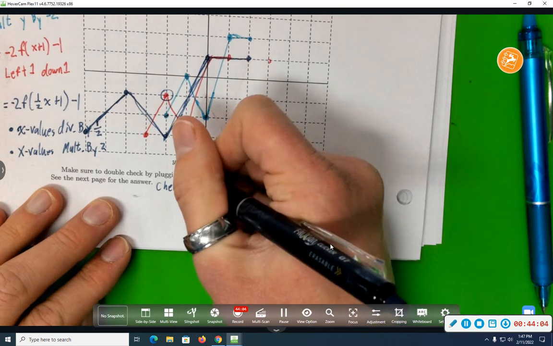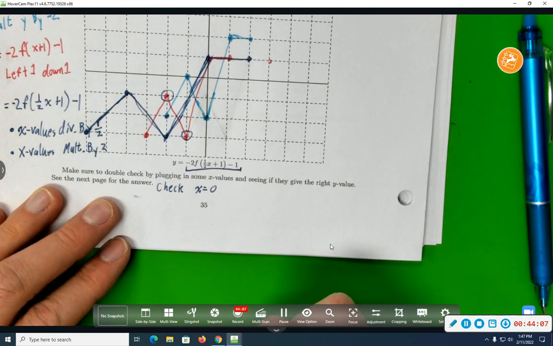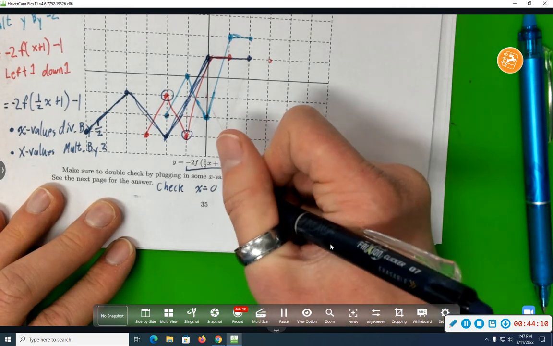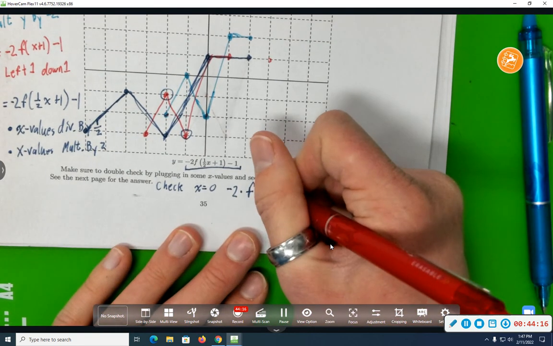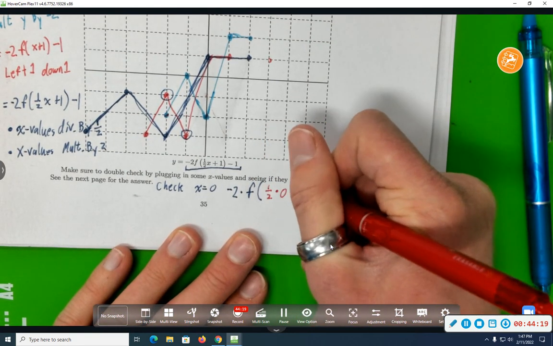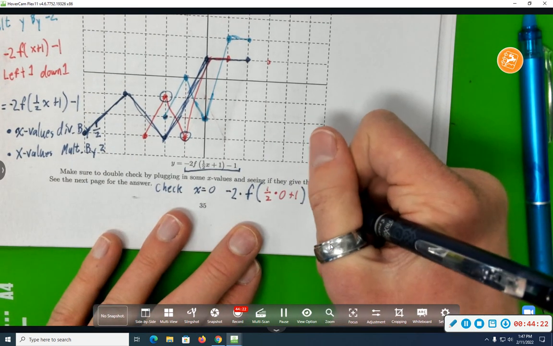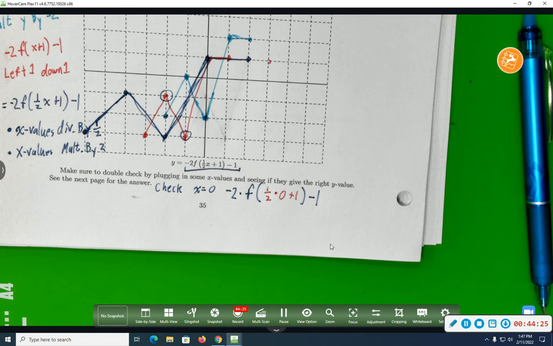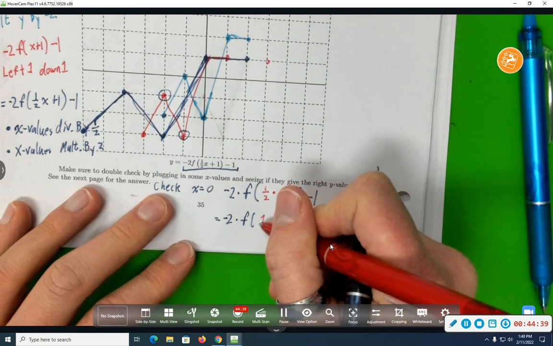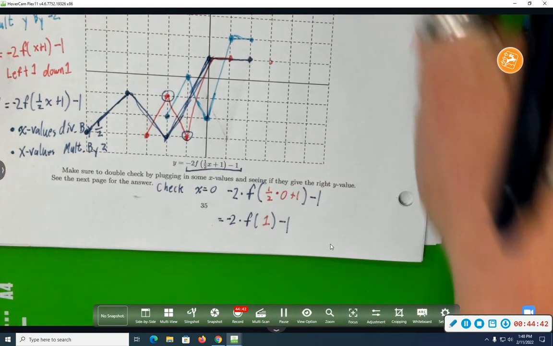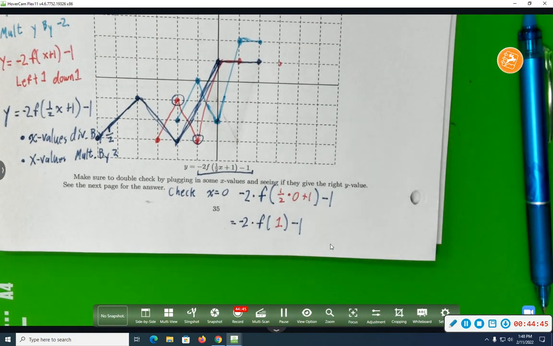So let's take the formula that we have right here, plug in x equals 0, see if it goes through the right point. We'll get negative 2 times the function evaluated at, and then, you know what, I have colors, so let's do colors. 1/2 times 0 plus 1 minus 1. All right, so let's start with the stuff inside the parentheses. What's 1/2 times 0 plus 1? Just 1. So this is negative 2 times f of 1 minus 1.